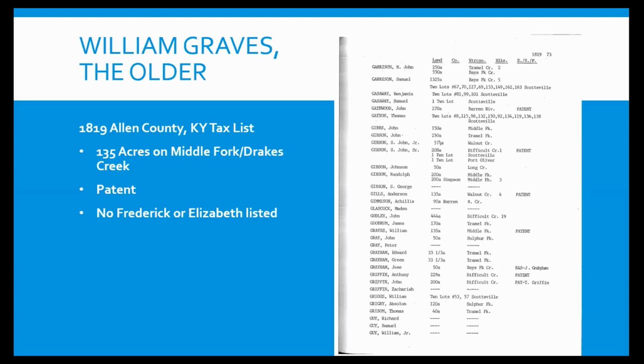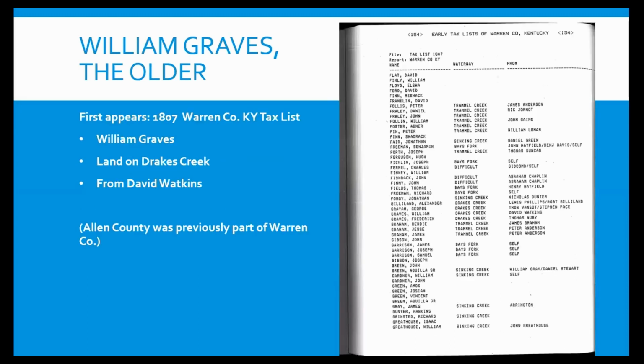Okay, so when does William first show up on these lists? Well, we have to go back to 1807. And in 1807, that same land is in Warren County, Kentucky. And so you have to know that as well. And you can see that there's actually a Frederick listed here, and I don't know who that is. It's probably not the other Frederick that we were talking about, but this is the only time that he appears on this early 1807 list.